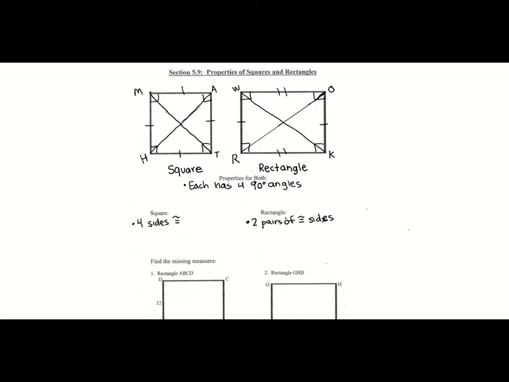So this and this are going to be the same, and these two are going to be the same. So they are congruent and bisect each other, and same with over here. These are congruent and bisect each other.